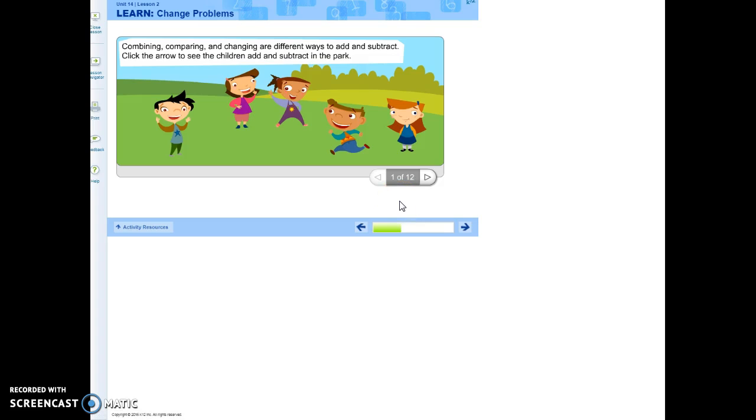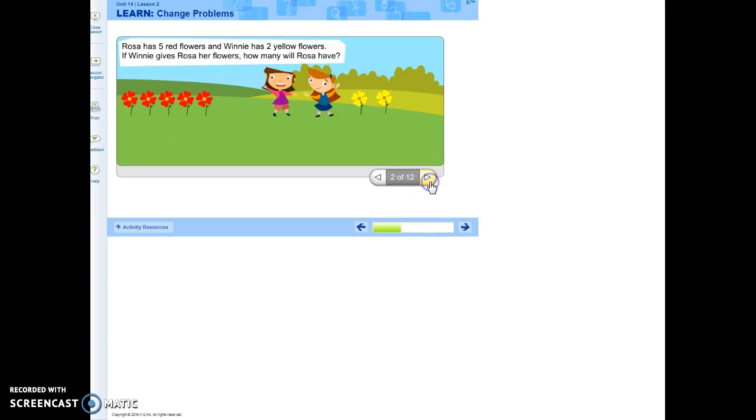Combining, comparing, and changing are different ways to add and subtract. Click the arrow to see the children add and subtract in the park. Rosa has 5 red flowers and Winnie has 2 yellow flowers. If Winnie gives Rosa her flowers, how many will Rosa have? There's 5 and 2 more. 5 flowers and 2 more flowers is 7 flowers. Rosa has 7 flowers now.